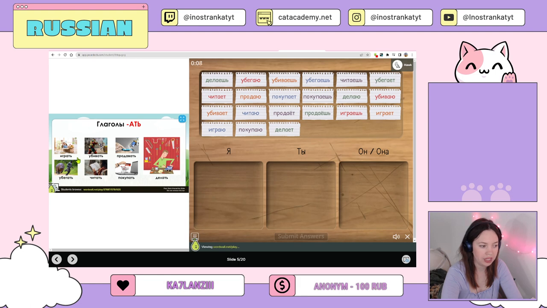All of these verbs on the left are infinitives, and this is the form in which we will find them in a dictionary. They could be used in this form after an auxiliary verb like must or love. For example, I love to play. Я люблю играть. But I am playing will be я играю. So we're going to read the word and decide if it should be я, ты, он, or она.